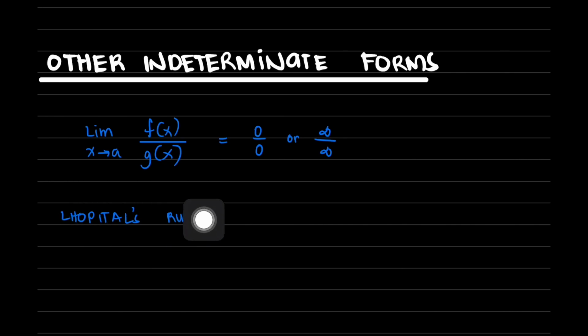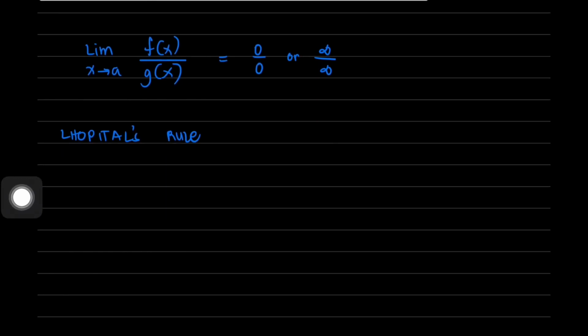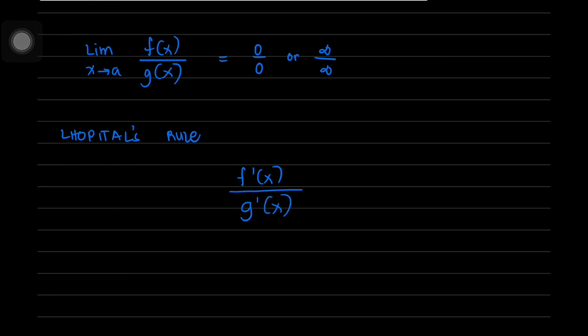The L'Hopital's rule is used when the limit of this rational fraction resulted in 0 over 0 or infinity over infinity. And to answer this using the L'Hopital's rule, we're just going to simply determine f prime of x, or the derivative of f of x with respect to x, and the derivative of g of x with respect to x, so we're going to call it g prime of x, and then we're going to evaluate the limit of the resulting expression as x approaches a.